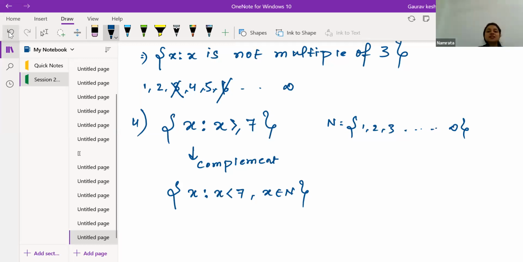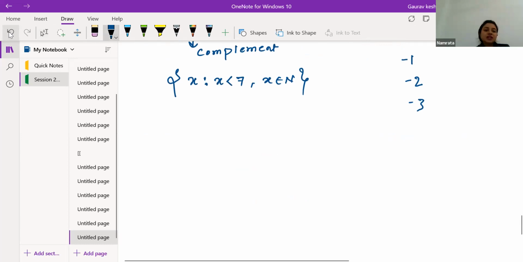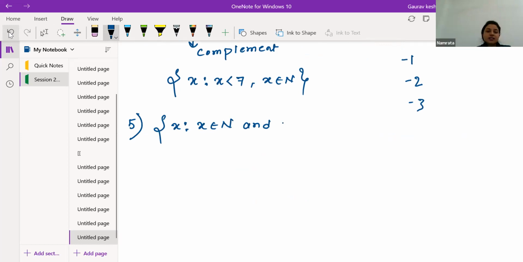Numbers smaller than 7 include -1, -2, -3 also, but natural numbers don't contain negative numbers. Okay. Yes. Similarly, the last one is the set of all x such that x belongs to natural numbers and twice x plus 1 is greater than 10. What will be the complement of the given set?